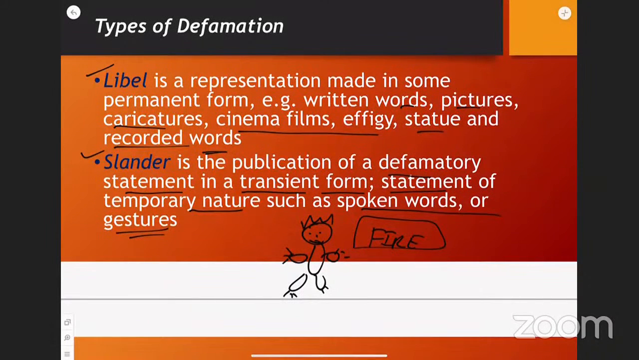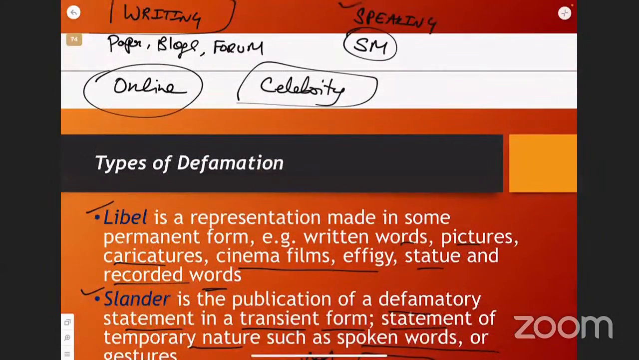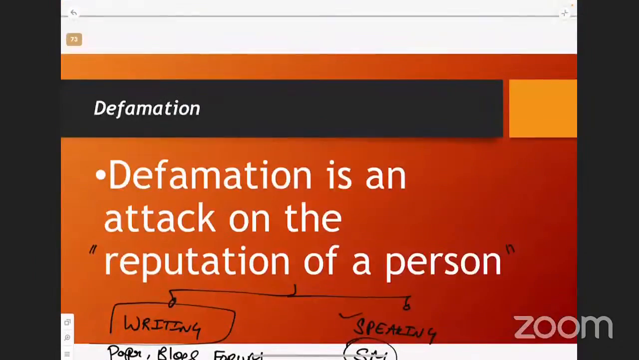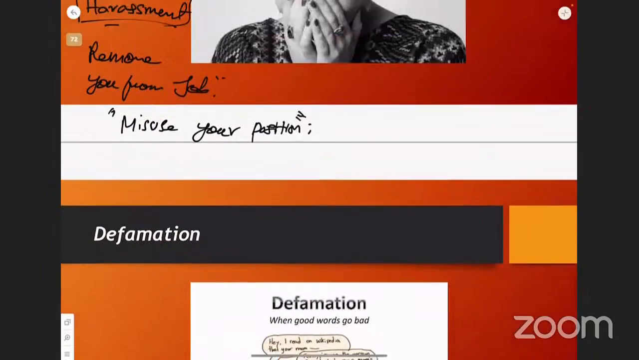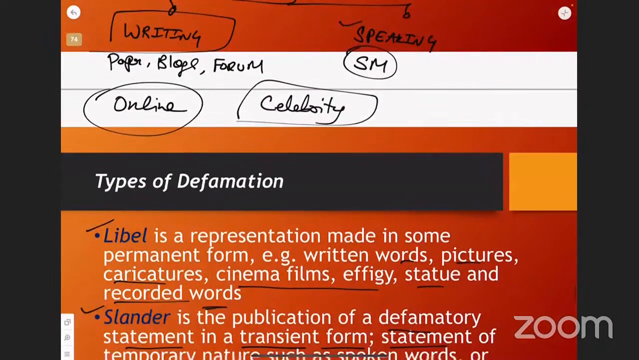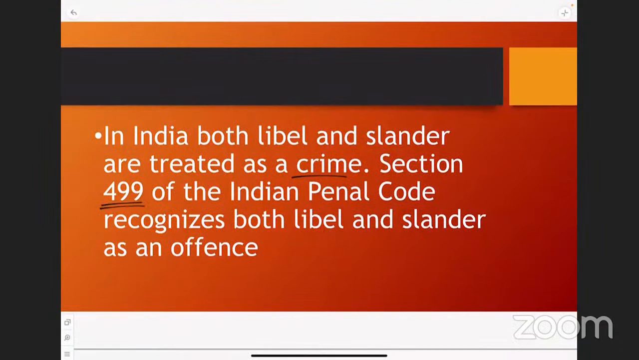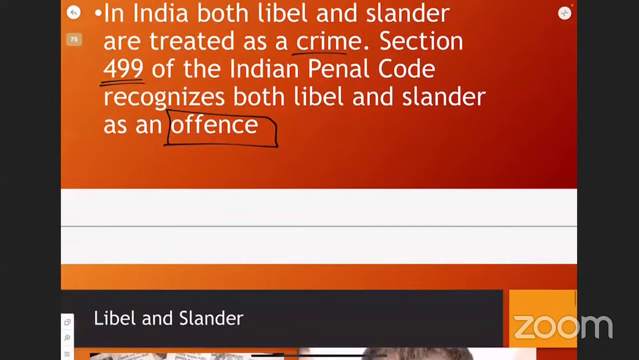So those are the types of defamation. You have libel and slander as a whole. So this is the seventh point you should know. Libel and slander. So in India, both libel and slander are treated as a crime. So we need to refer to Section 499 of the IPC. So it is an offense and you can file a case against whoever is hurting you.